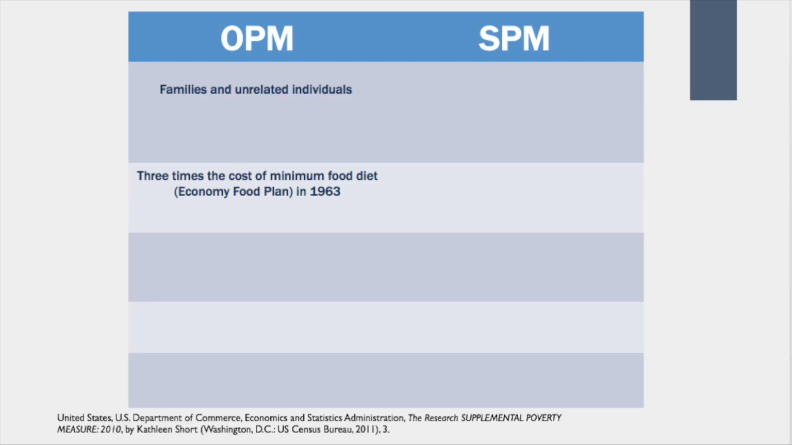This amount was then multiplied by 3 due to the fact that, according to research at the time, the average American household was spending 1/3 of their income on food in 1963. This calculation is still used today.